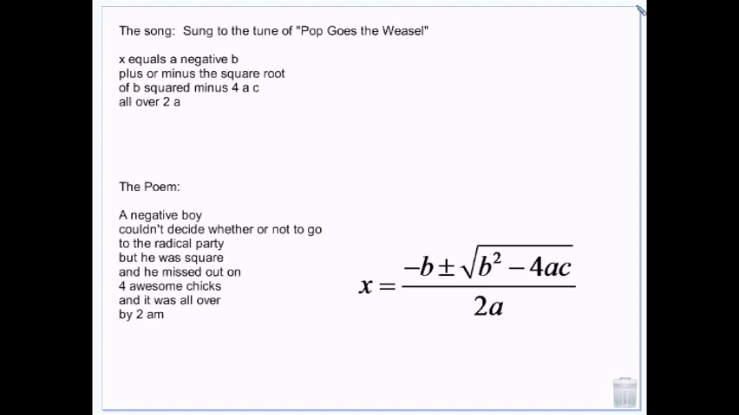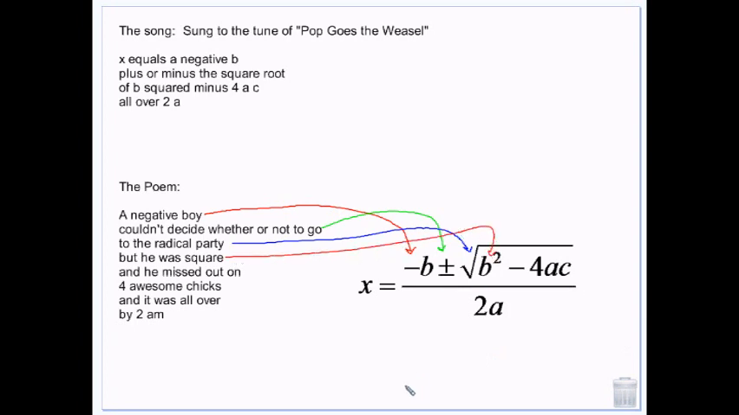Perfect. So you can sing it in your head, and you'll memorize it that way. Or you can learn this cool story. We have a negative boy who couldn't decide whether or not to go to the radical party, but he was square.